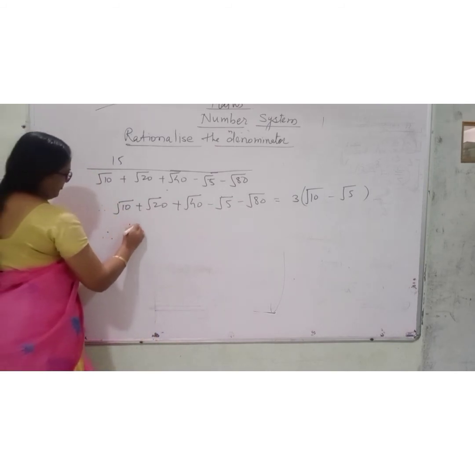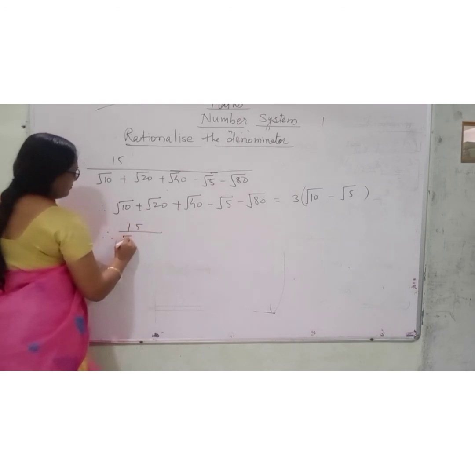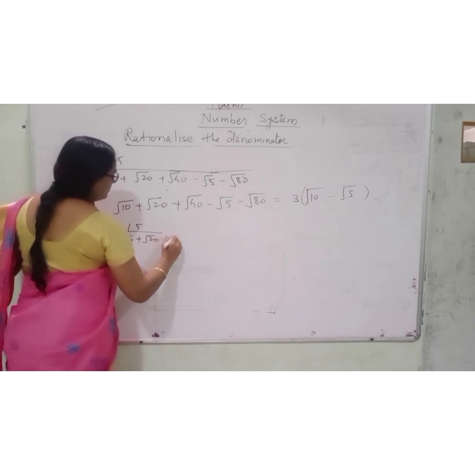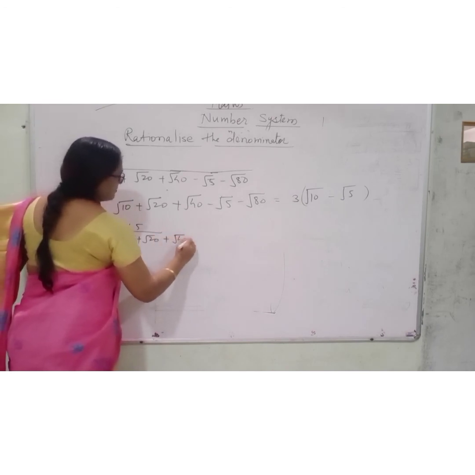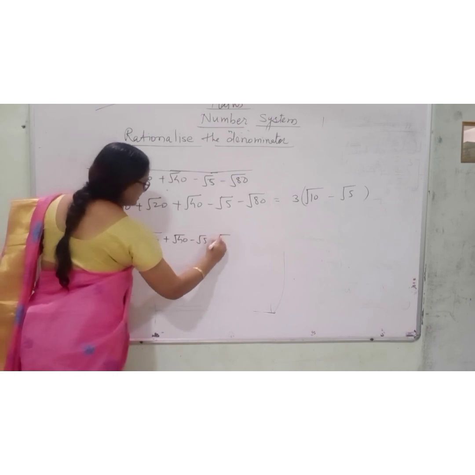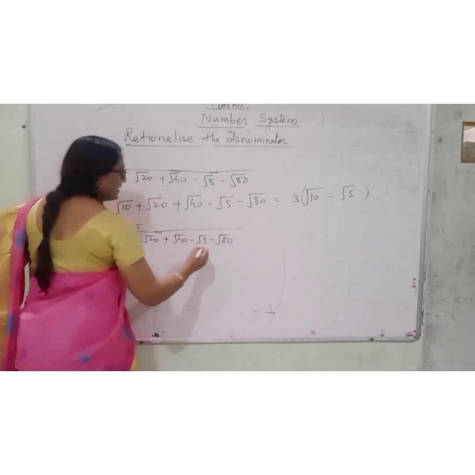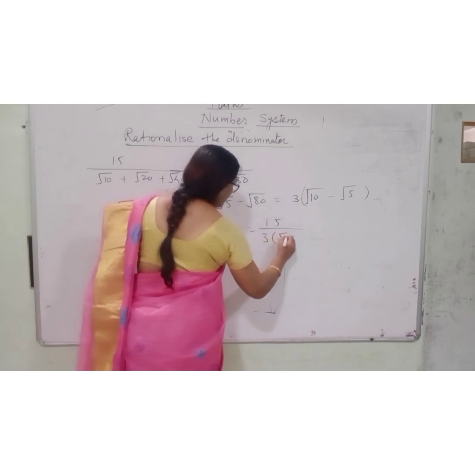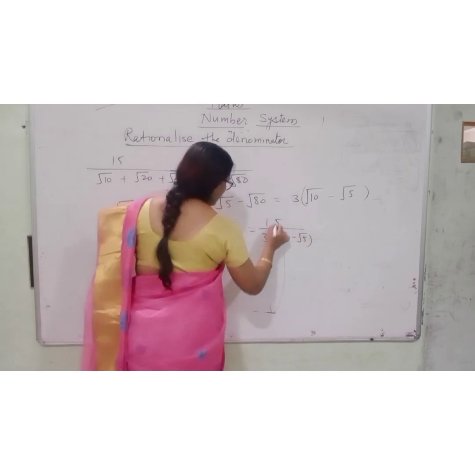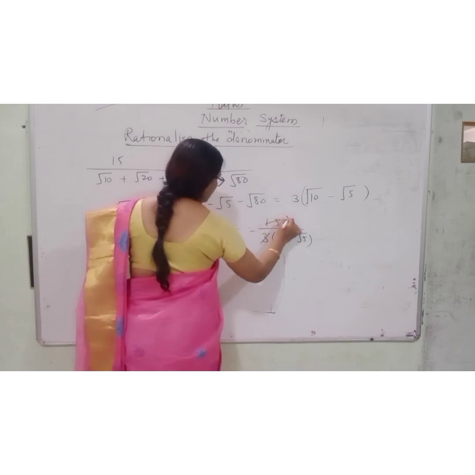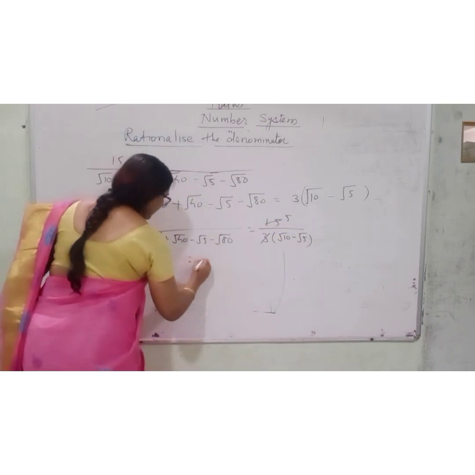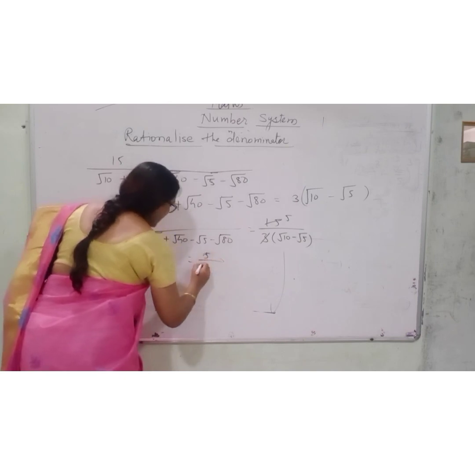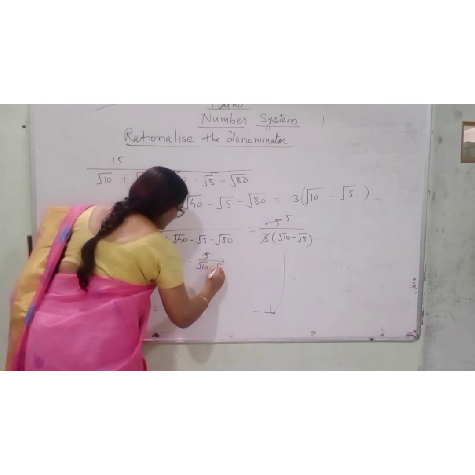Therefore, 15 divided by root 10 plus root 20 plus root 40 minus root 5 minus root 80 is equal to 15 divided by 3 in the bracket root 10 minus root 5. 3 5s are 15, is equal to 5 divided by root 10 minus root 5.